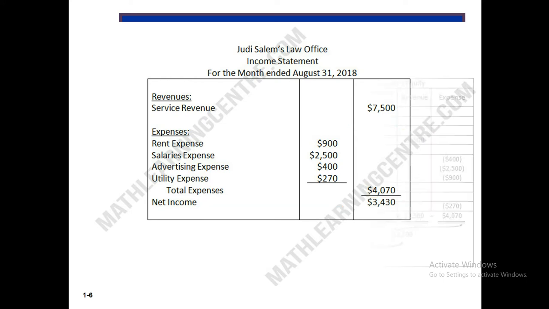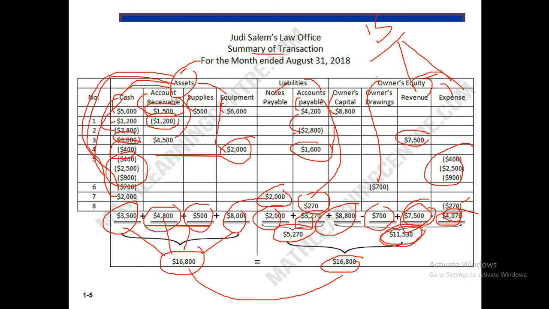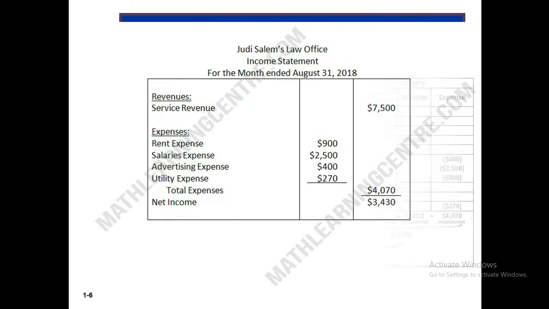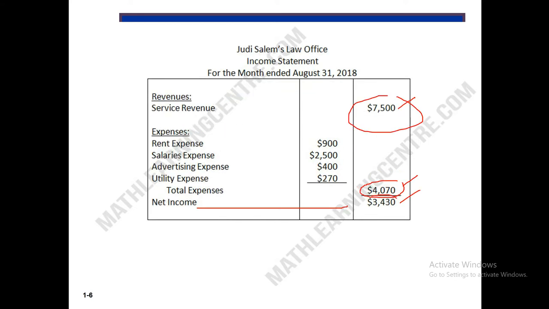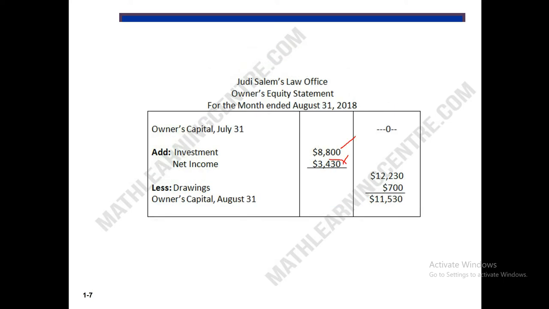Okay. Number two, owner's equity statement. For the owner's equity statement, we need to consider owner's capital and owner's drawing. Okay. So this is our owner's capital, that means this is the investment by the owners, and we need to add net income to this balance. So net income is $3,430. We are getting these figures after addition.